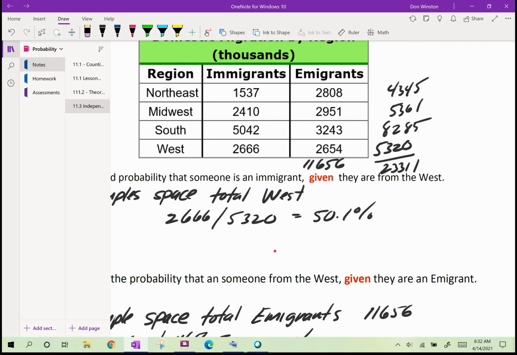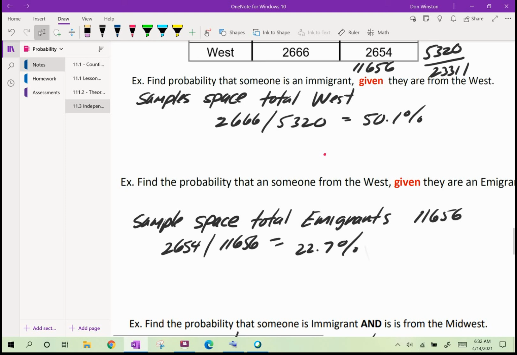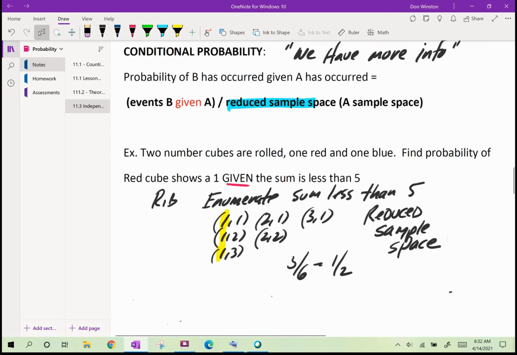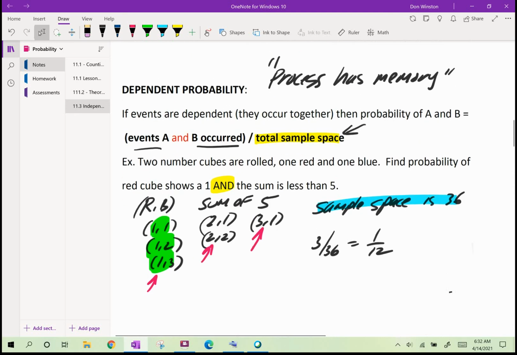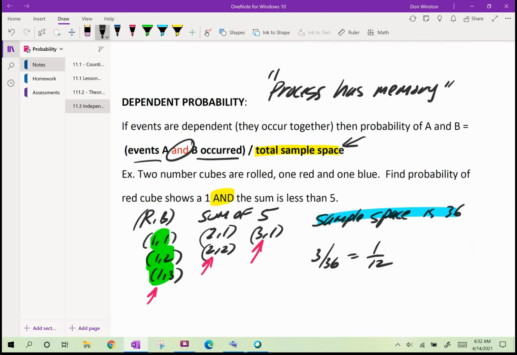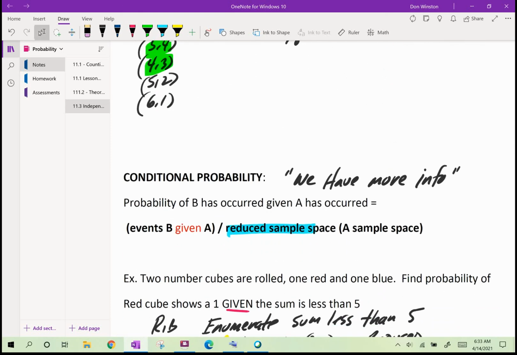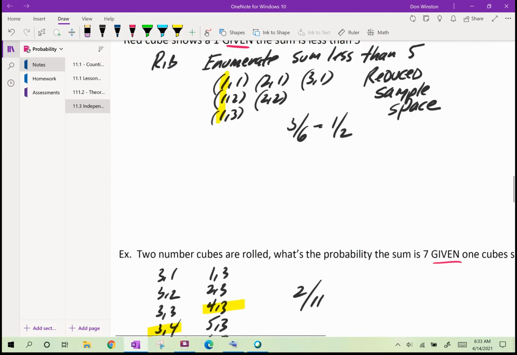Now, if I throw "and" in there, find the probability that someone is an immigrant and, here's the key, and is from the Midwest. With "and", we have to consider the total sample space. We have to consider the total of everybody. Remember I said back up here, when you have "and" as the operative word, you have to consider the total sample space. With "given", you have a reduced sample space.